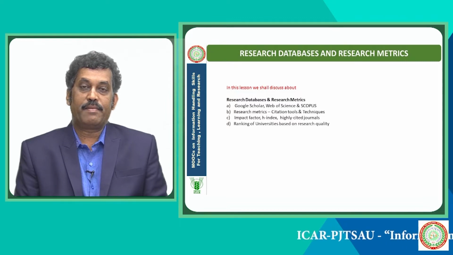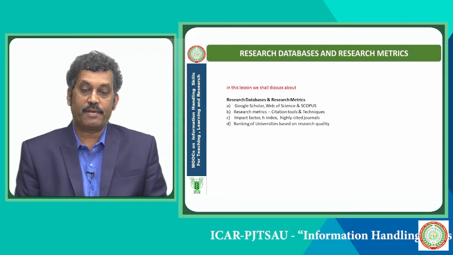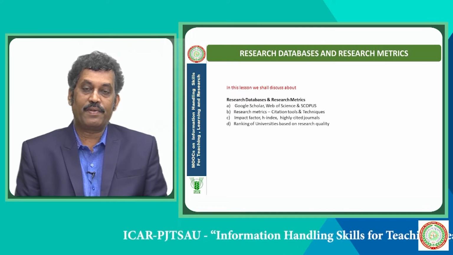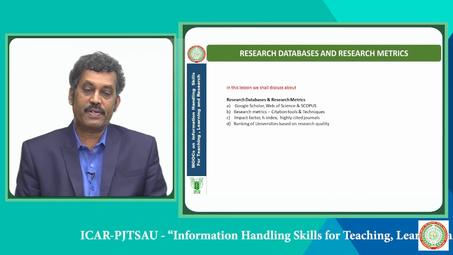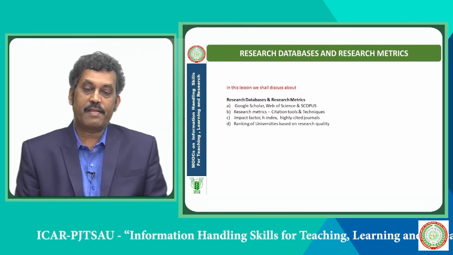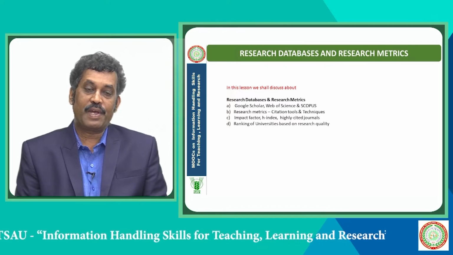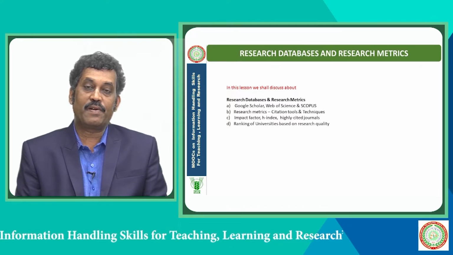Under the research databases, we are going to see about Google Scholar, Web of Science and Scopus. Under research metrics, we will see about the citation tools and techniques, the impact factor, the H-index, highly cited journals, and we will also see something about the ranking of universities based on research quality.